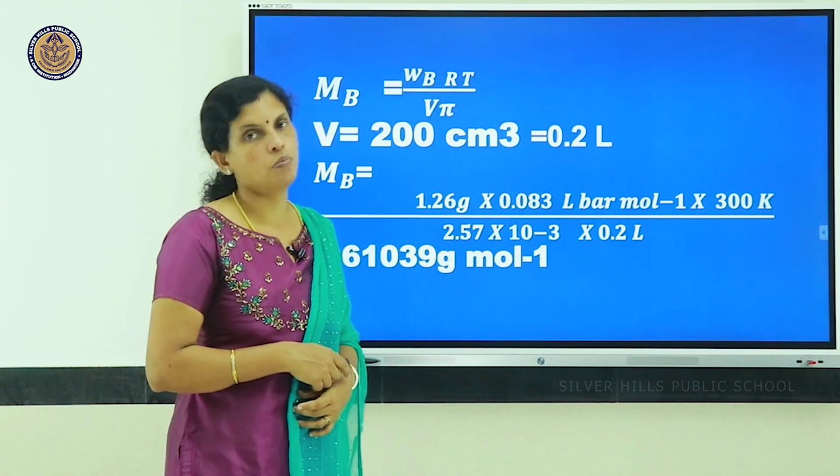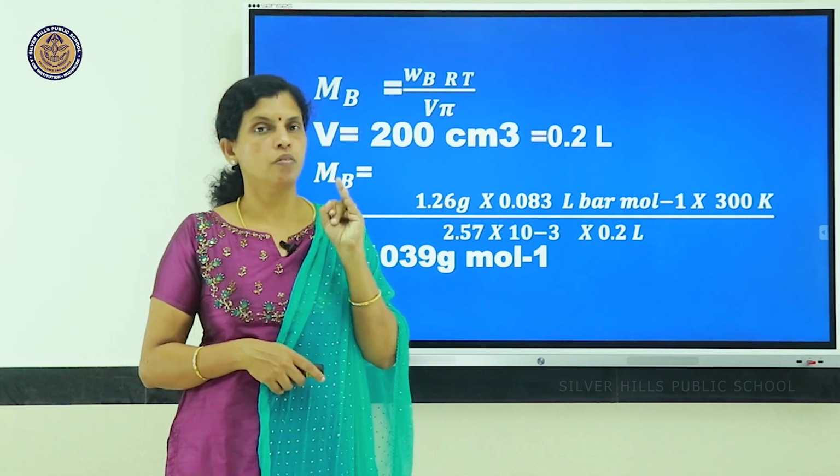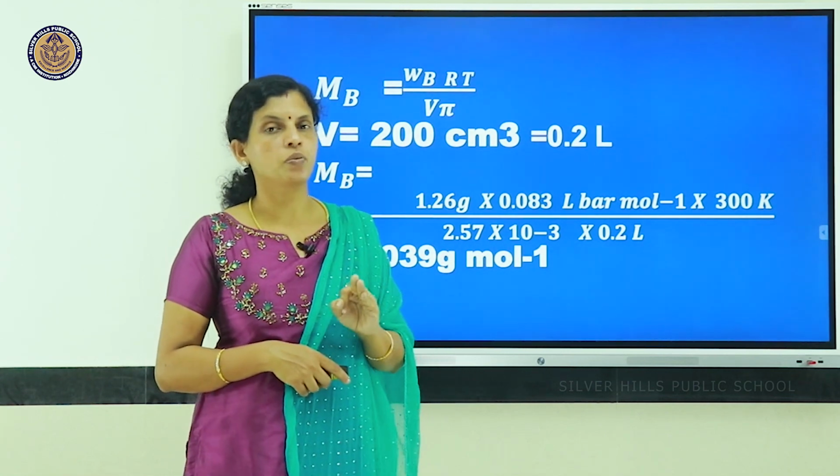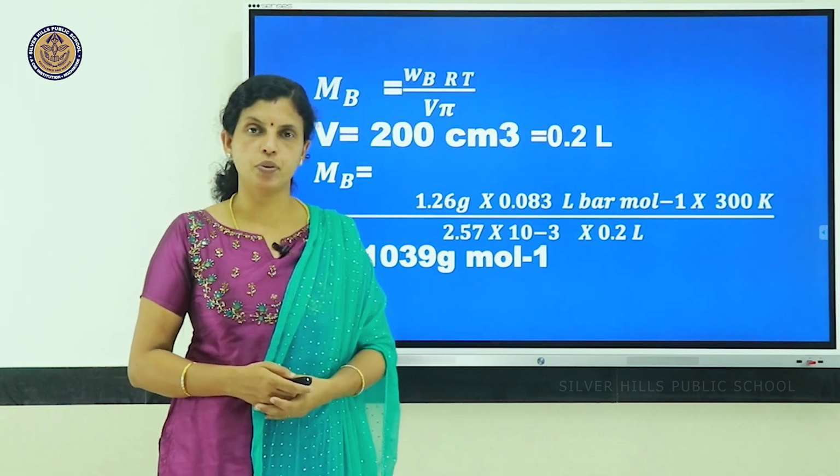So, the molecular mass of the protein in this condition is equal to 61039 gram per mole. We discussed what is osmotic pressure, what is reverse osmosis, and also the Van't Hoff equation. Hope this concept is clear for you. Thank you.